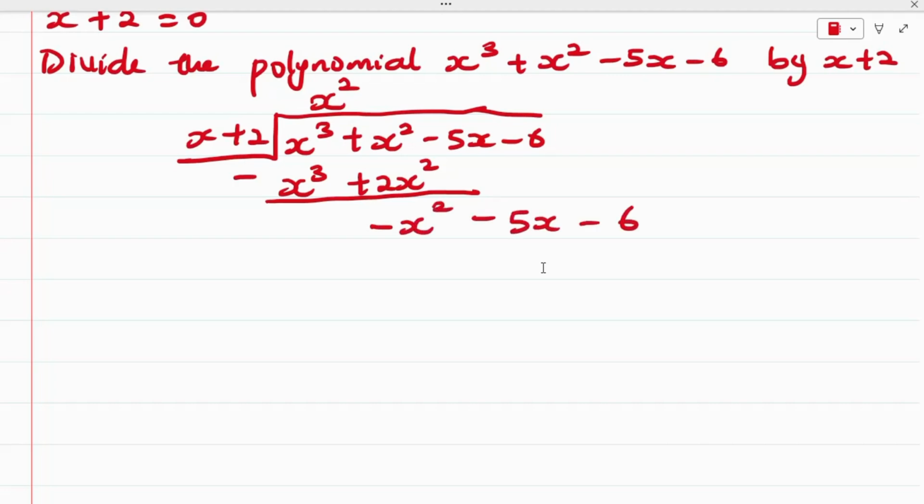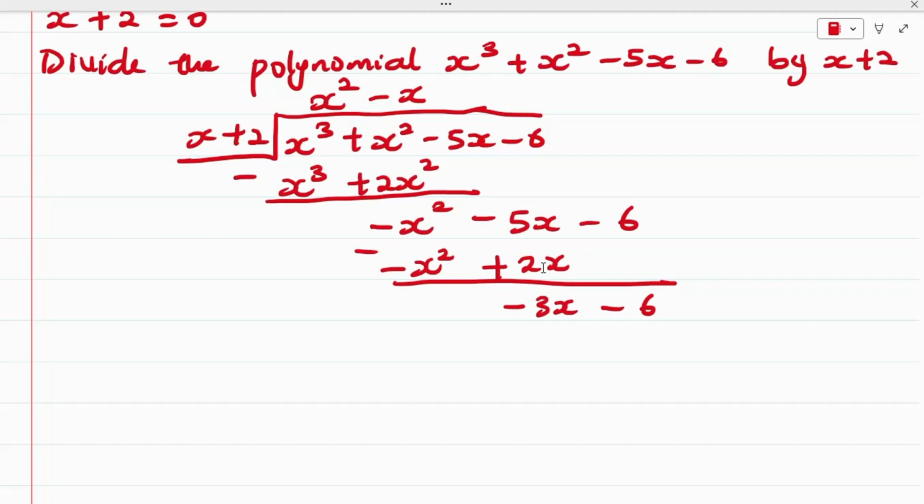X into negative x squared is going to give us negative x. Negative x multiply x is negative x squared. Negative x multiply plus 2 is going to give us plus 2x. So subtracting this right here, this is going to be 0. Minus 5x plus 2x is going to give us negative 3x minus 6.